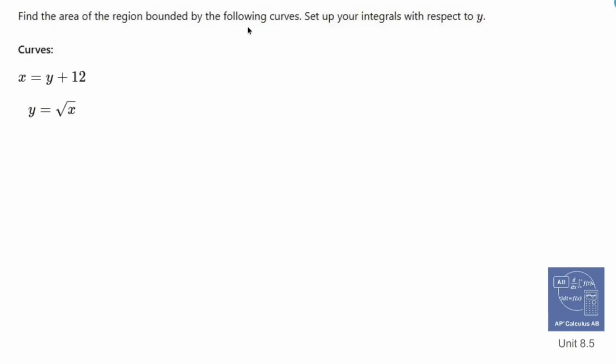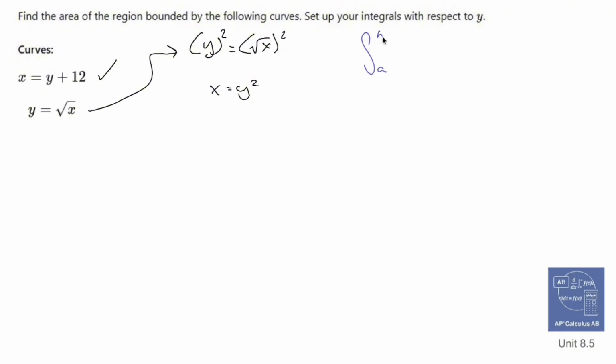Baby. Find the area of the region bounded by the following curves. Set up your integrals with respect to y, which means we have to have these as x equals something. Well, one of them is already good. The other isn't. So in order to make that x equals something, I have y equals the square root of x. No big deal. Let's just square both sides, and that gets us x equals y squared. Now, whenever we're finding the area between two curves, we use the formula, the limits of integration from f of y minus g of y dy.